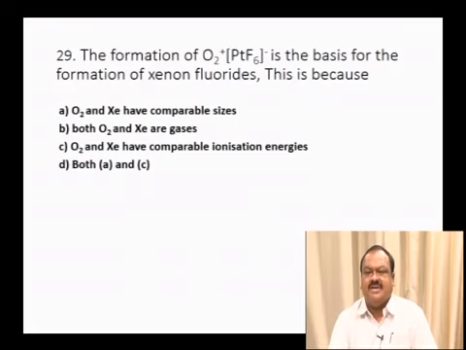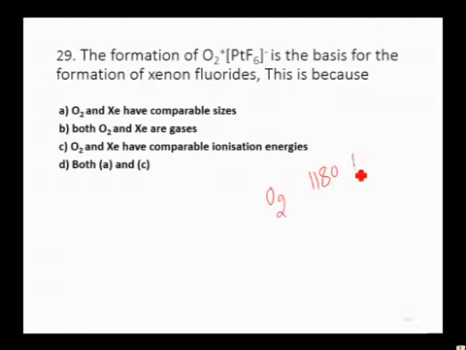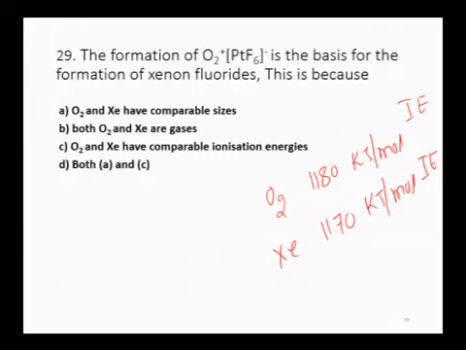Xenon and oxygen have comparatively the same ionization energies. Oxygen's ionization energy is 1180 kilojoules per mole. Ionization energy is the energy required to remove 1 electron from an isolated gaseous atom. Xenon has 1170 kilojoules per mole. So, both elements have the same ionization energies as well as comparable sizes, so the suitable answer is D, both A and C.